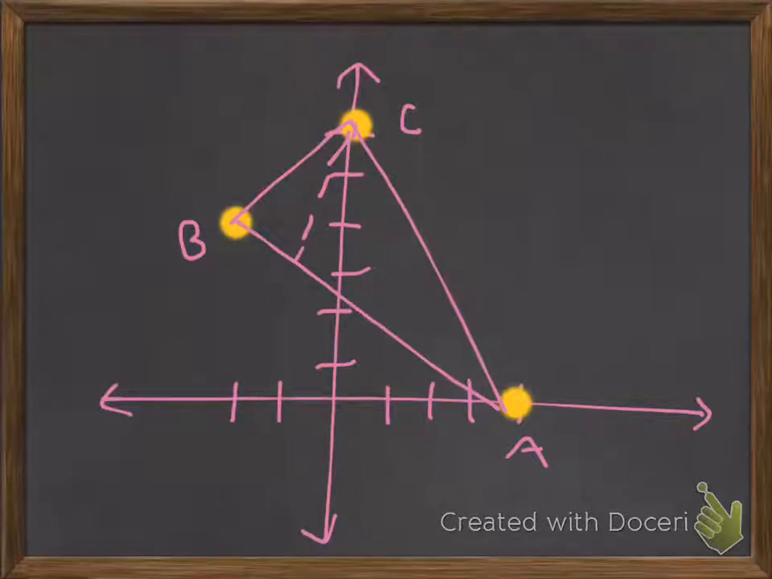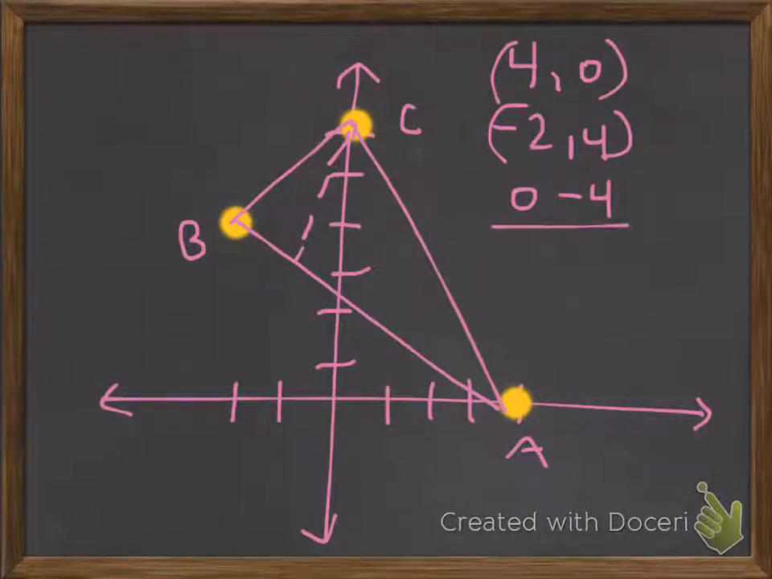Okay, so I'm going to need to find the slope of AB because I know that my altitude has to be perpendicular to that slope. So that'll help me be able to find my equation. So first, I need to find the slope for AB. My points are 4, 0, and negative 2, 4. So my slope is going to be 0 minus 4 over 4 minus negative 2. That gives me negative 4 over 6, or negative 2/3.